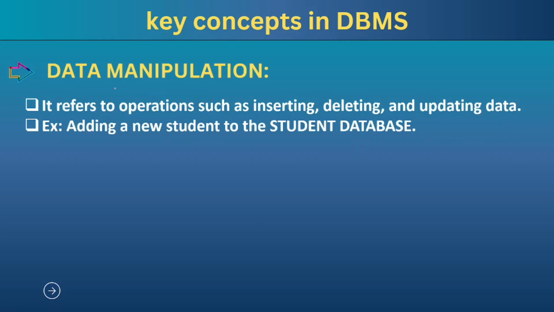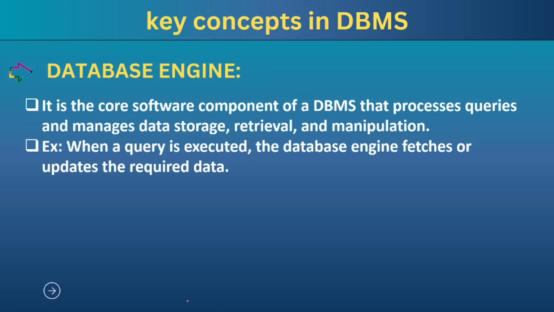Next one is data manipulation. What is the meaning of manipulation? It refers to operations such as inserting, deleting and updating the data. If you want to insert any new record, you can insert it, or you can delete any of the existing data, or updating means you can modify the data. Okay, adding a new student to the student database is an example of data manipulation.